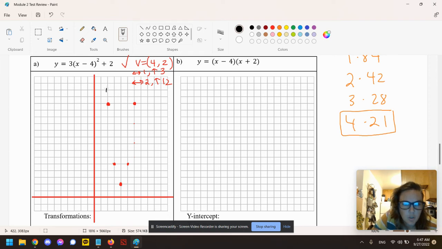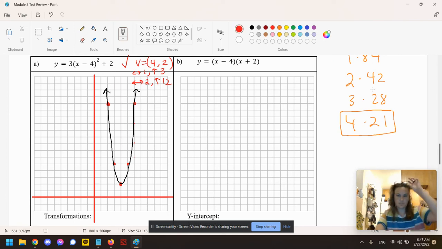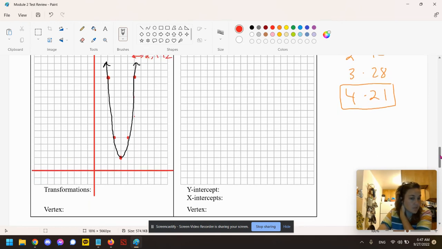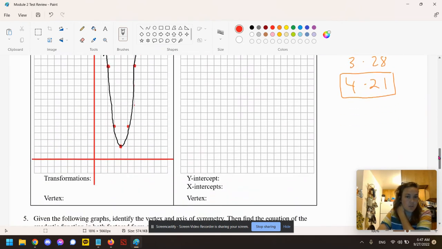And then I draw my parabola, knowing that Miss Power is grading these 5 points. I'm not grading anything else. And now I can talk about transformations. The transformation, okay, so vertex 4, 2, got there.